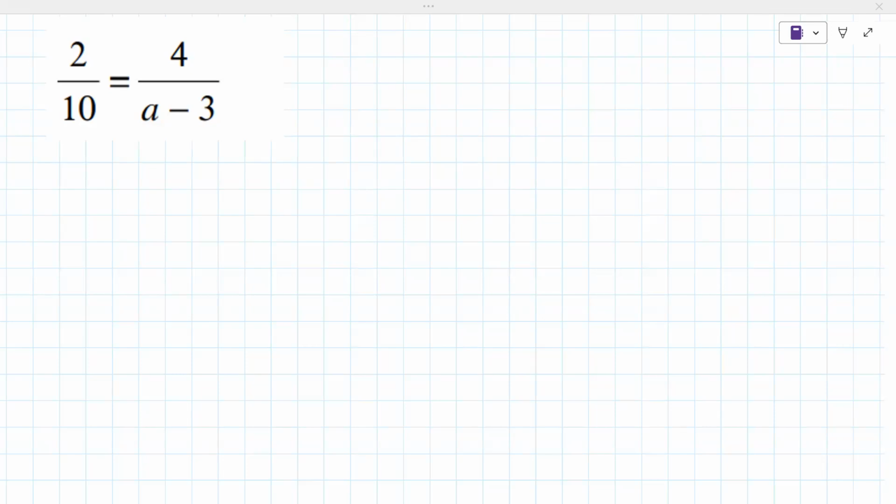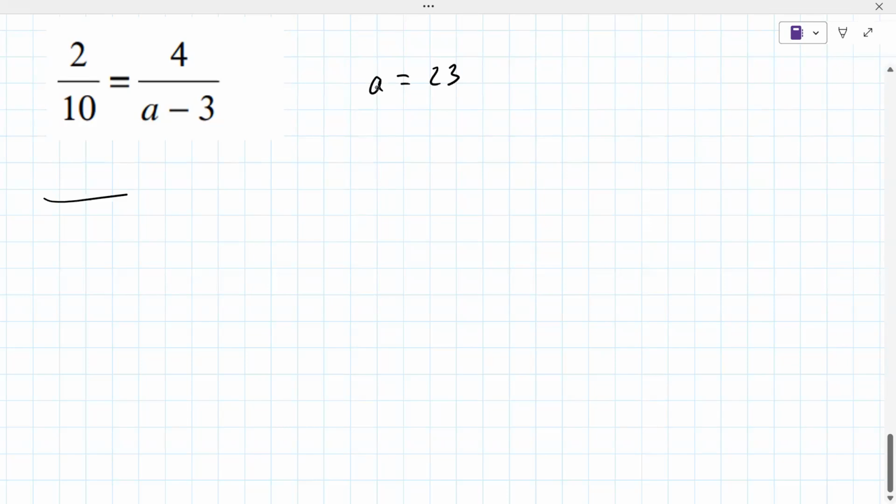N equals 4A minus 3. So 40 equals 2A minus 6, plus 6 plus 6. 46 equals 2A, divided by 2. 46 divided by 2, 23. Yeah, you got it. All right.